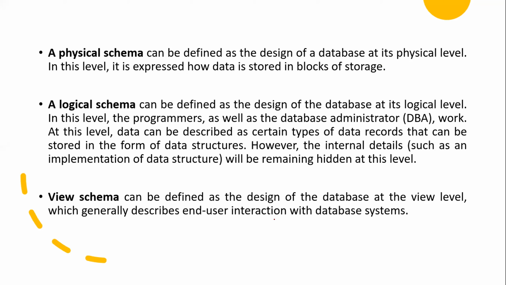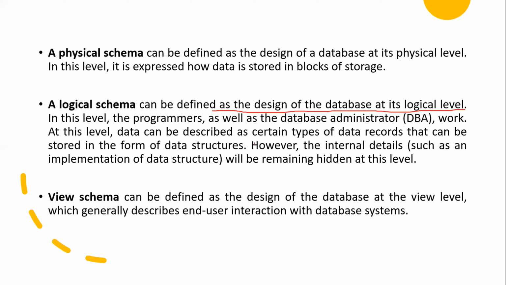And logical schema. So what is a logical schema? It can be defined as the design of the database at the logical level. So what happens at the logical level? At the logical level, we are defining what type of data there is and how this data is related to each other, and what type of data models we are using. All this description at the logical level is called logical schema. Here the database administrator and programmer will work at this level.